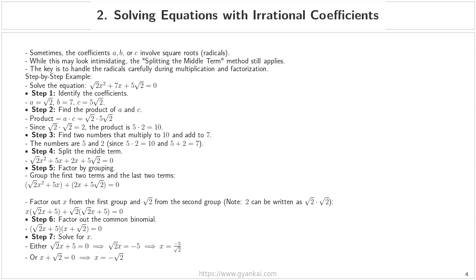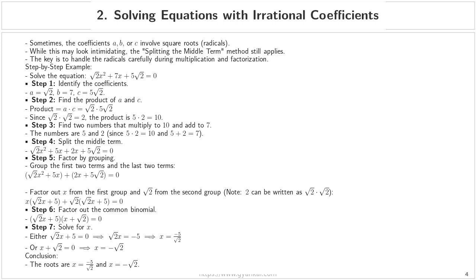For the second part, x plus the square root of 2 equals 0, which gives us x equals negative square root of 2. So, to conclude this example, our two roots are x equals negative 5 over the square root of 2, and x equals negative square root of 2. It looks complex, but if you follow the steps, the radicals resolve themselves quite naturally.